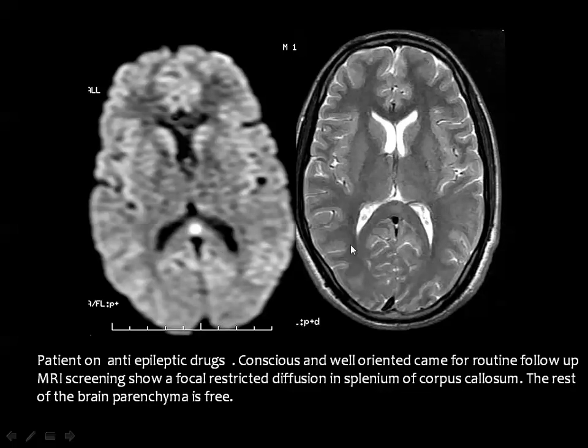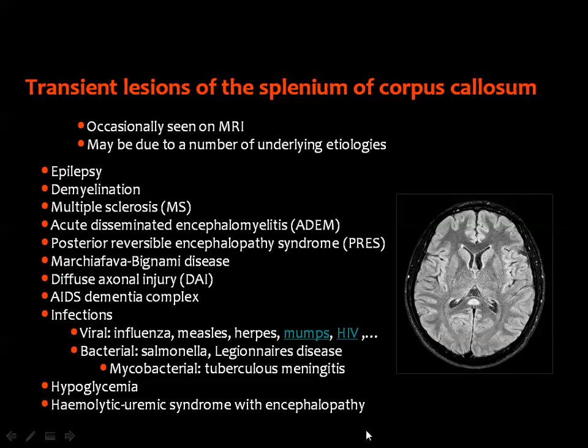It may show some bright signal in the T2 and the FLAIR images. If you inject contrast, the lesion will not enhance, and it will show diffusion restriction. What is the diagnostic value of this lesion? This lesion is known as transient lesion of the splenium in the splenium of the corpus callosum.